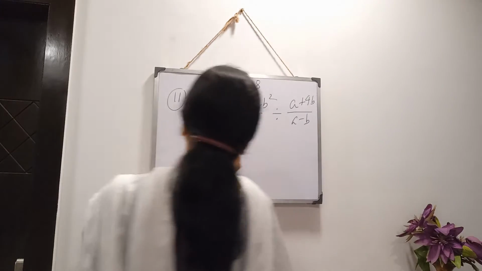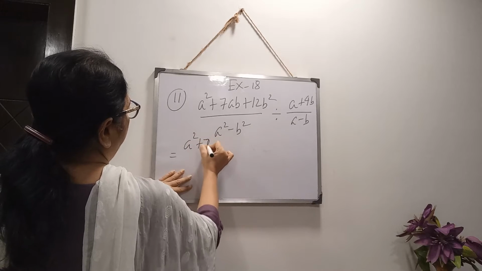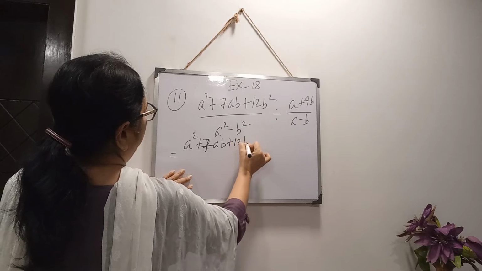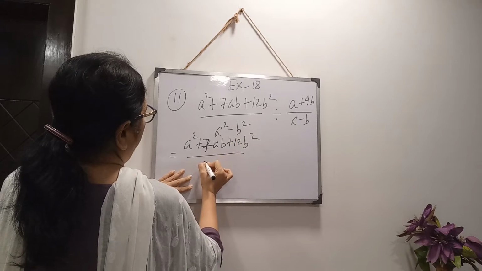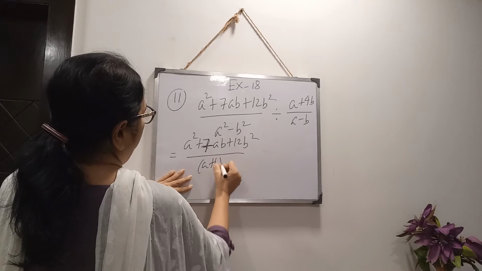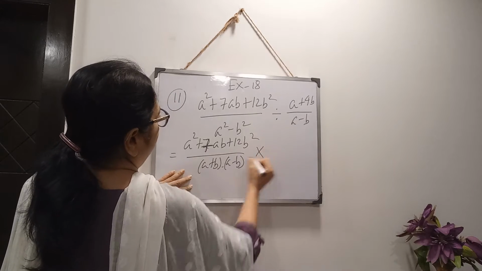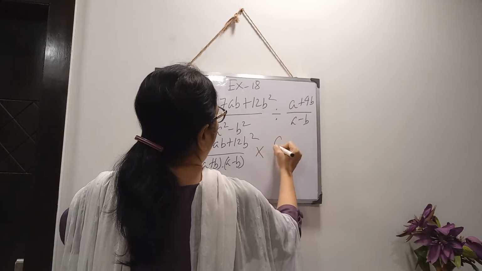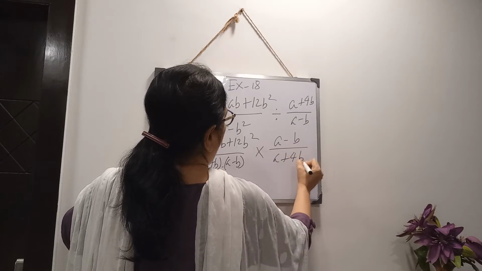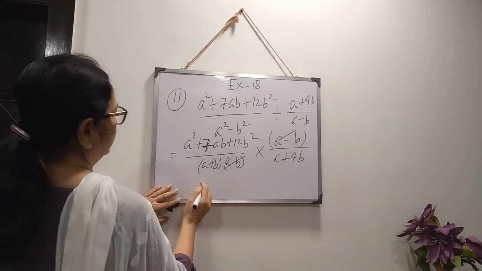Clear? So here, first step, what I do, first term write same: a square plus 7ab plus 12b square, and here I can do a square minus b square. I can apply the formula a plus b into a minus b. There is a division sign, it will be multiplication, and that fraction will be inverted. Clear? Now see, these and these will be cancelled out.